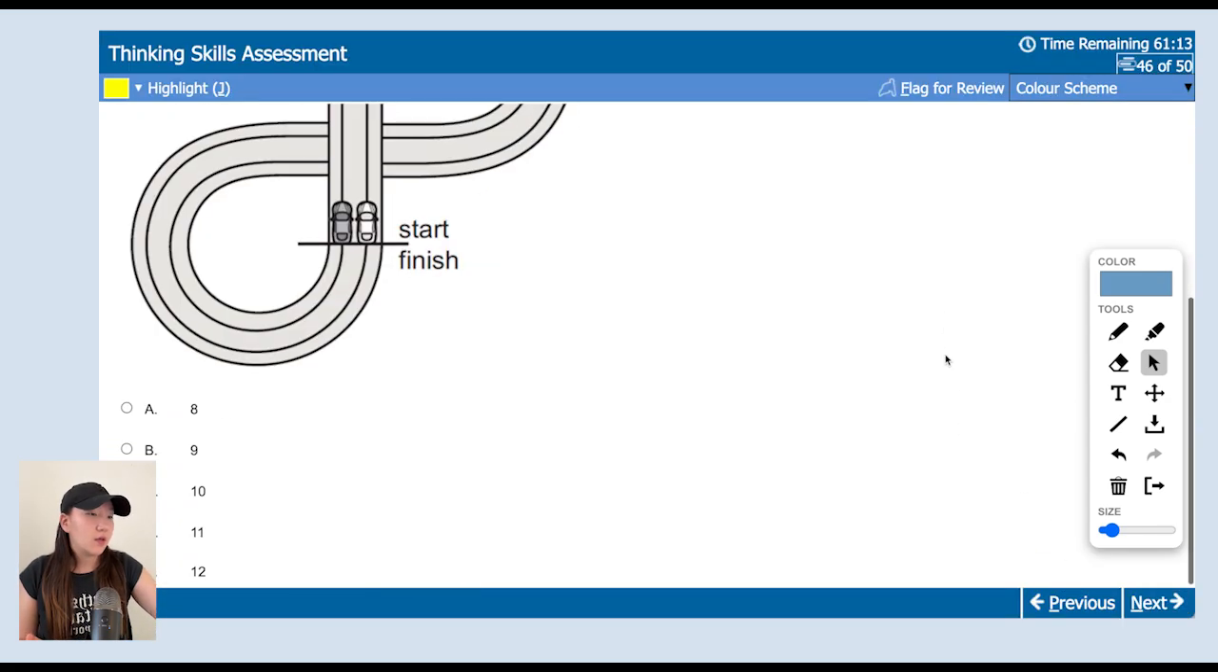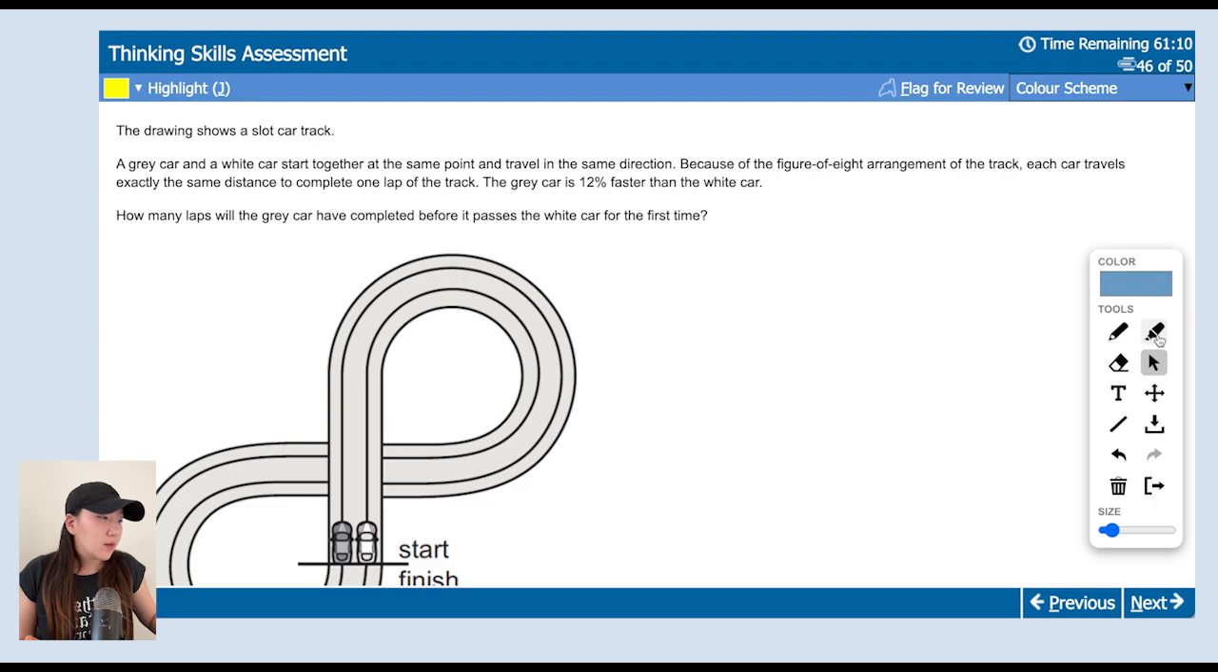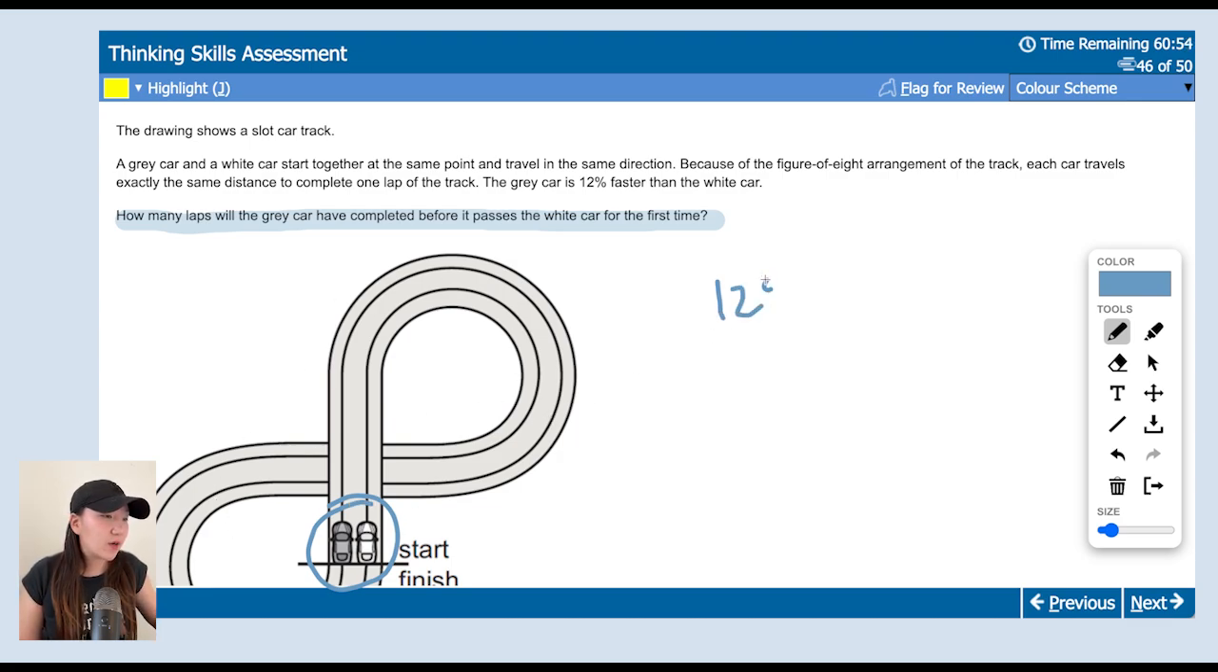That sounds familiar now. Okay, so how many laps will the grey car have completed before it passes the white car for the first time? Again, I think we went through this in the live. It looks familiar. So a grey car and a white car, these two cars together, are going around the lap. Each car travels the same distance, and the grey car is 12% faster. So how many laps will the grey car have completed before it passes the white car for the first time?